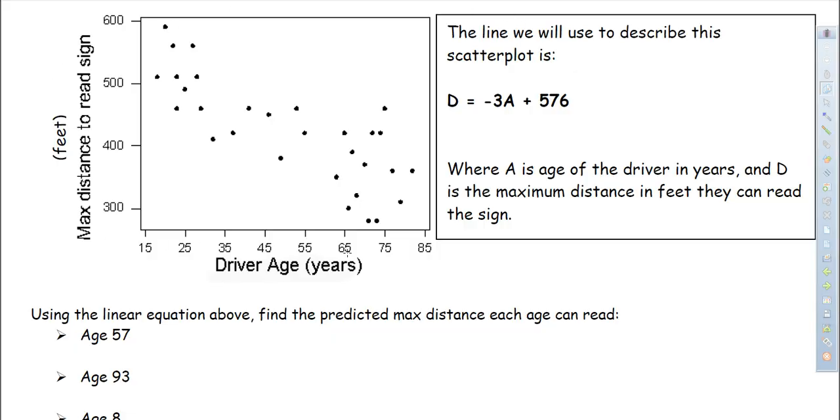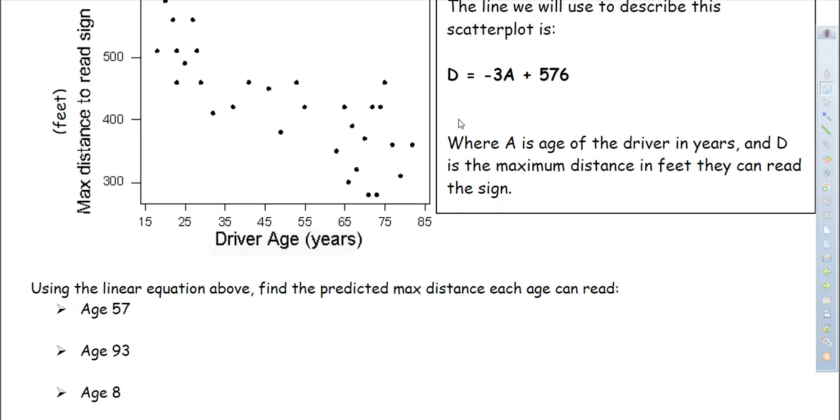So we have the scatter plot again with our driver's age and the maximum distance to read a sign, years and feet. So our explanatory response. And using technology, we'll come back and address this equation later, but we find that the best fit line is represented by this equation, where D equals -3 times A plus 576, or we can look at that as the distance, the maximum distance a driver can read a sign from, equals -3 times the driver's age plus 576.